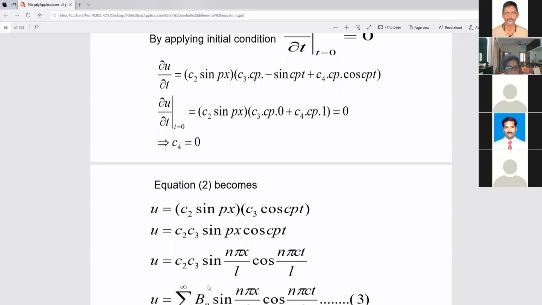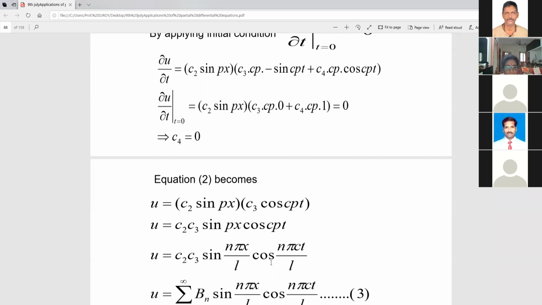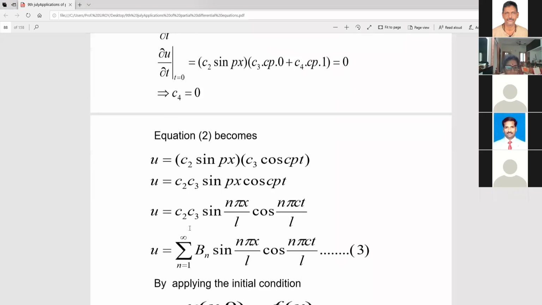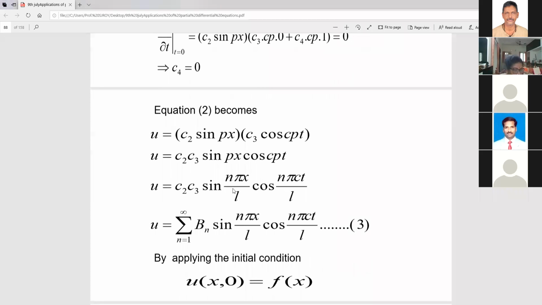See, there are infinite number of solutions occurring here. So what we introduce here is a summation. Because the n value is also there, you have more than one solution. Just take the linear combination of all these solutions. That also becomes a solution. So that is the basic idea. We pick up your u as the summation of all these solutions. So we introduce some Bn and write it as Bn sin n pi x by L cos n pi ct by L.